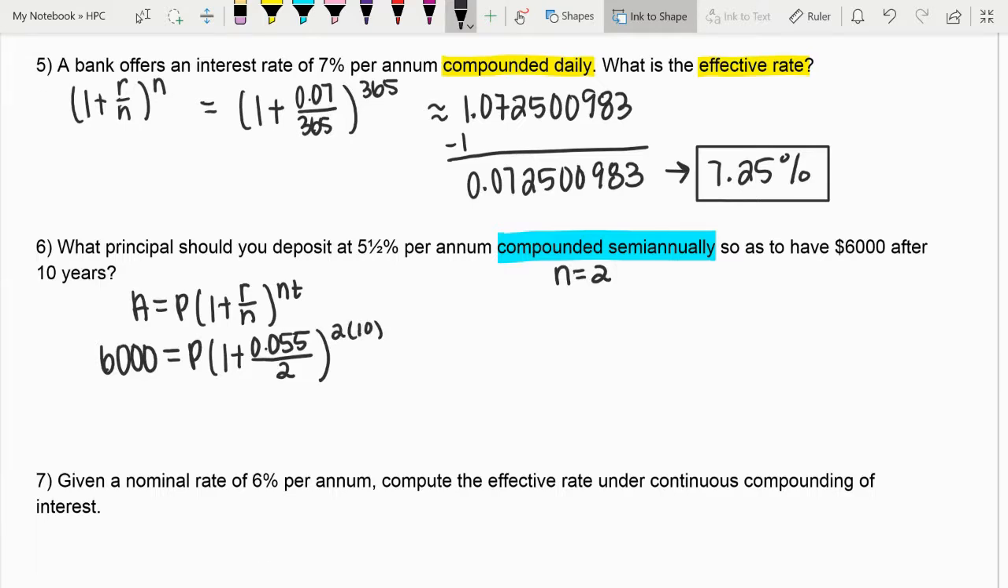Okay, so now to solve for P, I'm just going to divide both sides. So this is going to give me P is equal to 6,000 divided by 1 plus 0.055 divided by 2 raised to 20. Okay, so that's going to give me approximately $3,487.50.